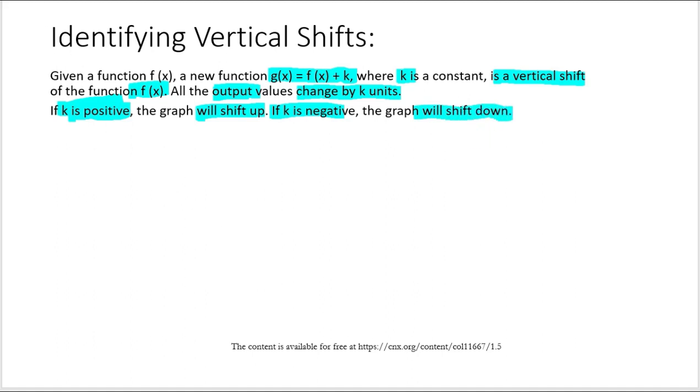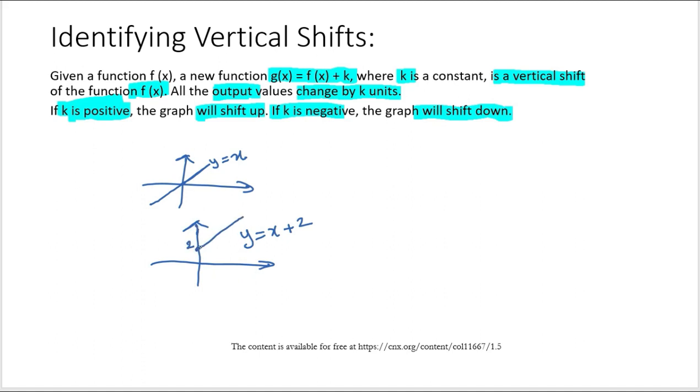For example, I know this is y is equal to x. So if I want to graph y is equal to x plus 2, I just need to shift the graph 2 units up. That's y is equal to x plus 2. Or if I want to graph y is equal to x minus 3, I shift the graph, this one, 3 units down. That's y is equal to x minus 3.